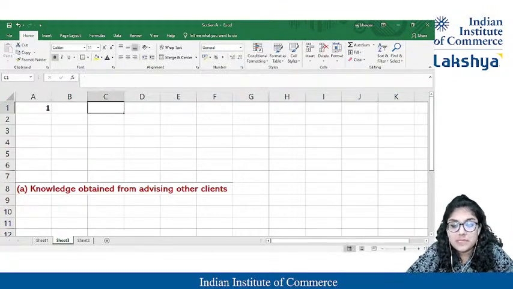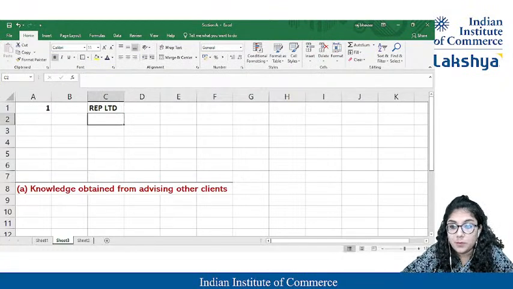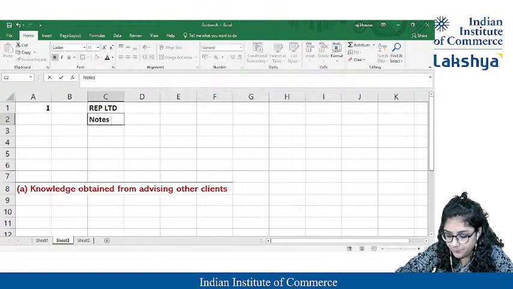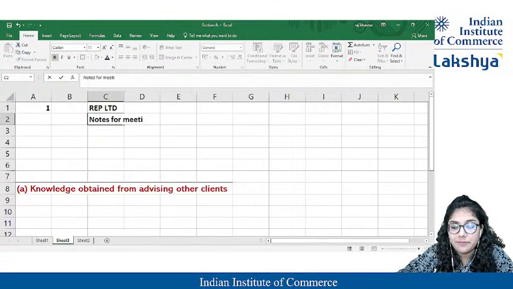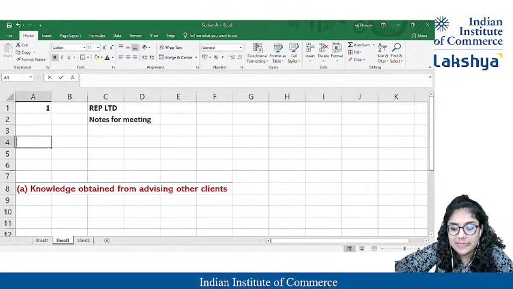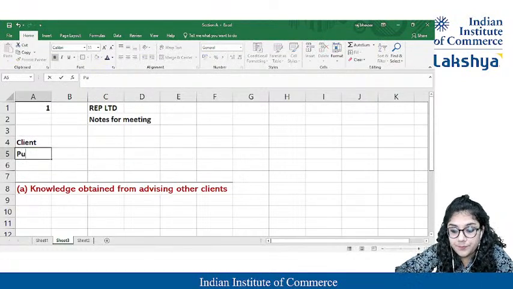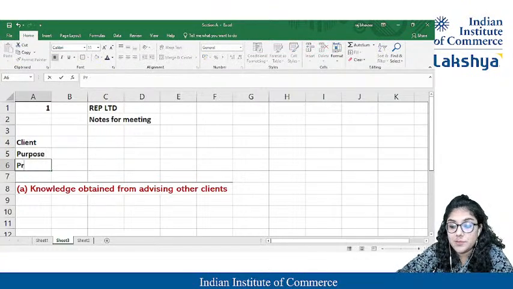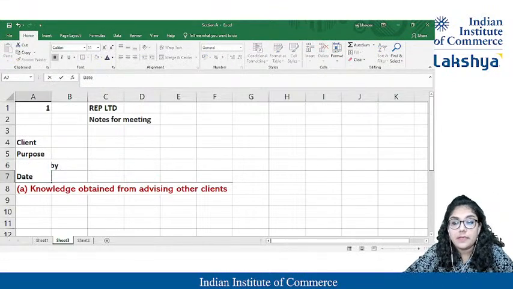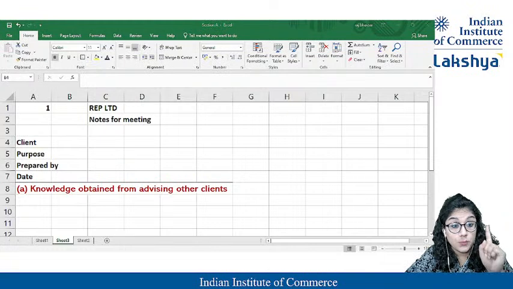First, which is the country? REP Limited. For REP Limited, I'm going to draft the statement. What are the things you are going to do? You have to prepare the notes for the meeting. Students, we are going to write in the fashion in which the paper is going to be written. Who is my client? What is the name of the client? What is the purpose of drafting the report? Who has prepared it? And the date. Whom am I addressing? I told you we have to write all these things.